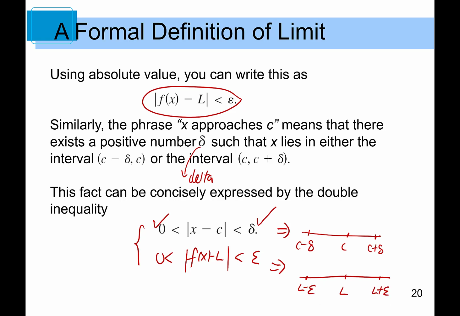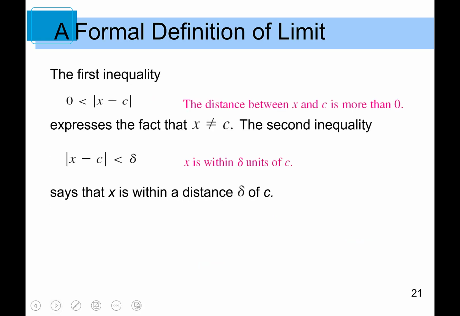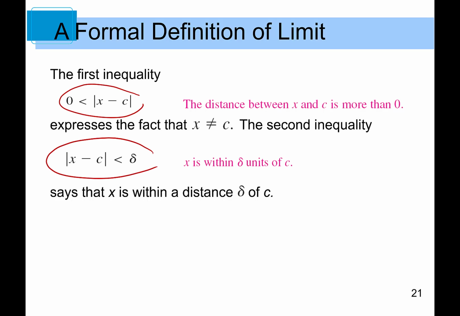Okay, so this is a formal definition of limit. And that's just a summary of what we just did. First inequality is this: the absolute value of x minus c is greater than zero. Second inequality is the absolute value of x minus c is less than delta. So x is within a distance of delta of c.